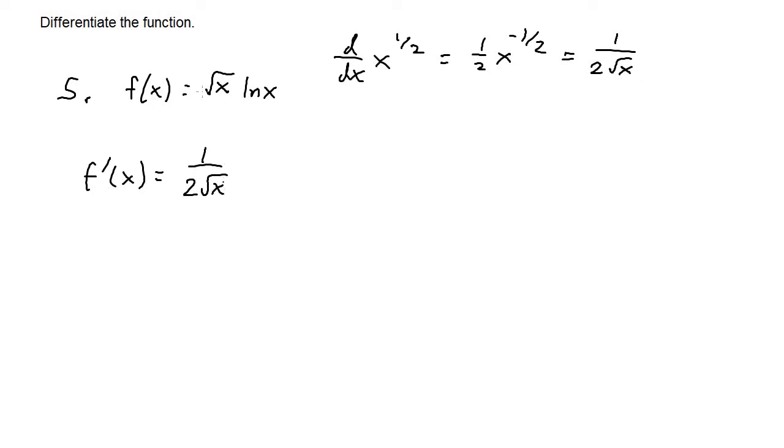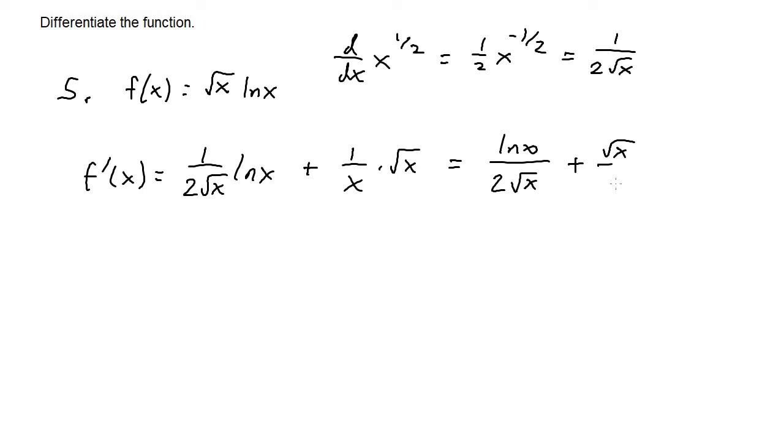So we take the derivative of the first function times the second function unchanged, so just times ln x, plus the derivative of the second function, derivative of ln x is 1 over x, times the first function unchanged, so just times the square root of x. Now simplifying here, we do get ln x over 2 times the square root of x, and then plus square root of x over x. And that's the final answer.